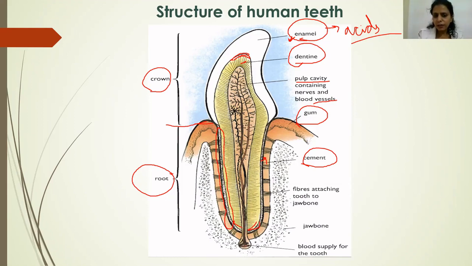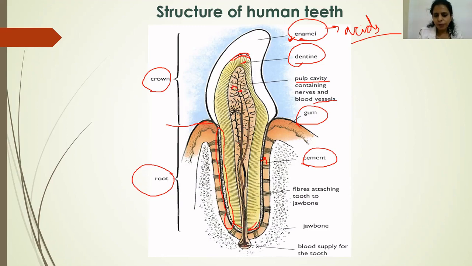Understood? And the nerves present inside the pulp cavity are highly sensitive to different stimuli. For example, when we get a toothache, we are able to detect it because of the nerves present inside the pulp cavity.